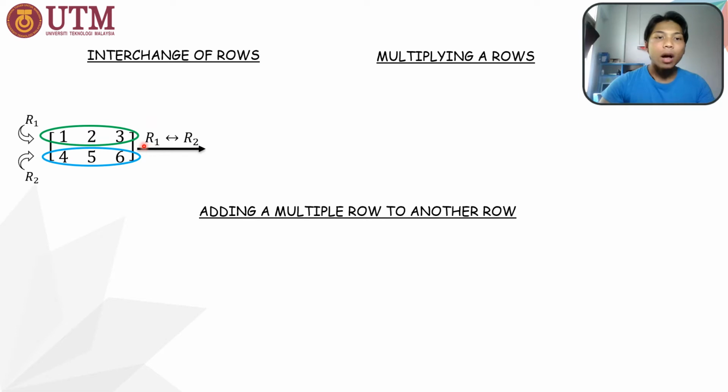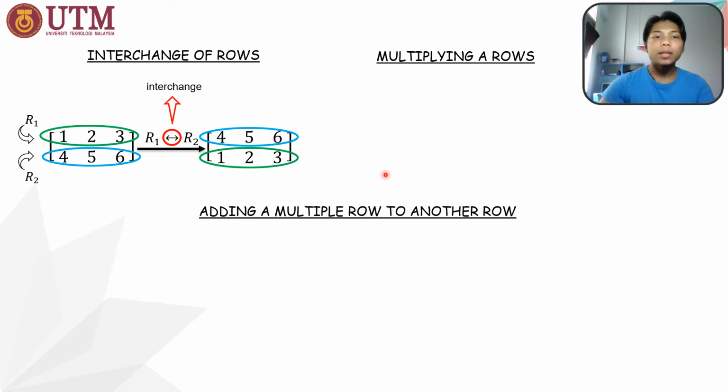This is row 1, this arrow, and row 2. What is the meaning of the arrow? This arrow means interchange. So what we need to do is change between row 1 and row 2. The result becomes like this: row 1 becomes row 2, and row 2 becomes row 1. That's simple for interchange of row.